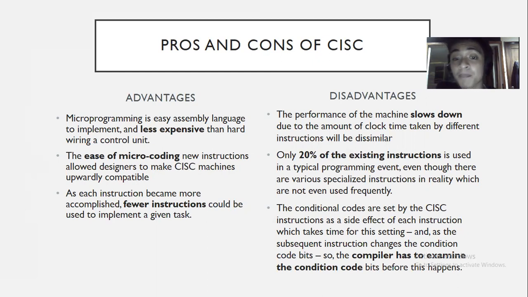time for the setting, and as the subsequent instruction changes the condition bits. So in short, the compiler has to examine the condition code bits before this happens. As a side effect of each instruction, which takes time for this setting.